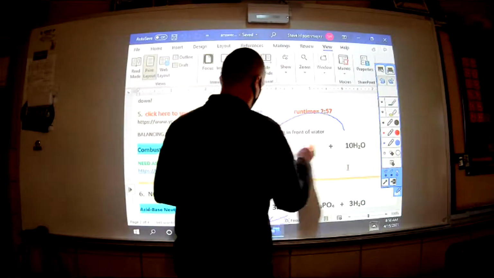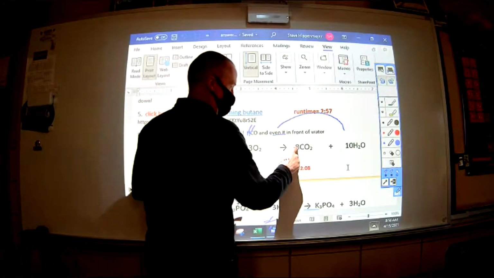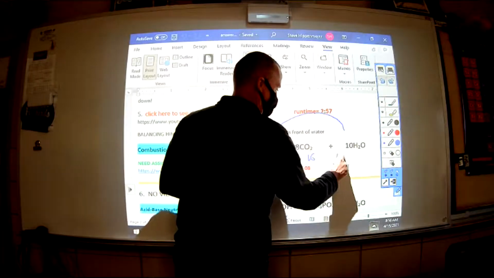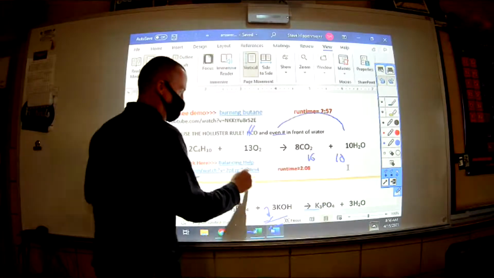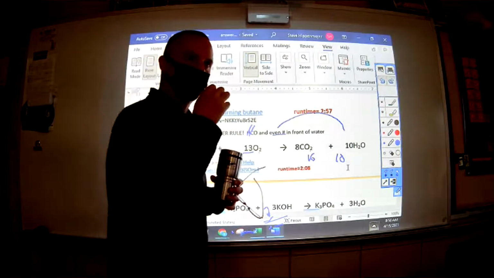Carbons are balanced. We did hydrogens first, carbons second. Oxygens are third. 8 times 2 is 16. 10 times 1 is 10. 10 and 16 is 26 oxygens. We put a 13 in front. 13 times 2 is 26.